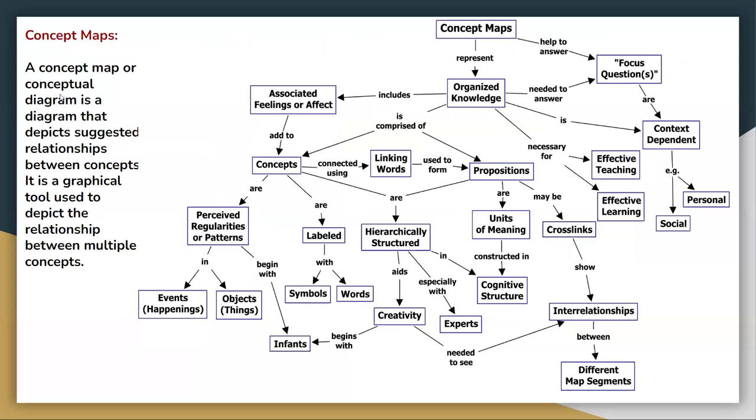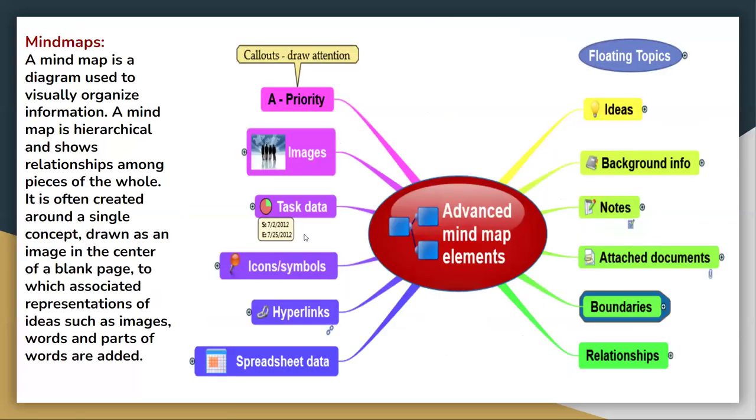And as you can see, the definition: a concept map or conceptual diagram is a diagram that depicts suggested relationships between concepts. It is a graphical tool used to depict the relationship between multiple concepts. So in the concept map, you are taking multiple concepts, but in the mind map, you are taking one concept only. So here is the definition of mind map. You can read it or take a picture of this slide.